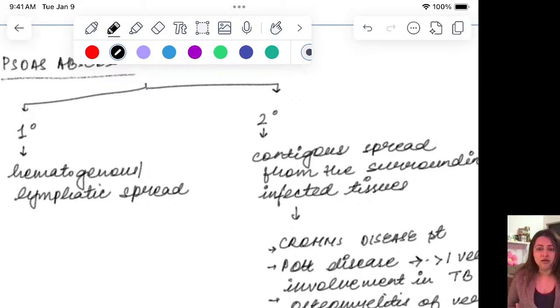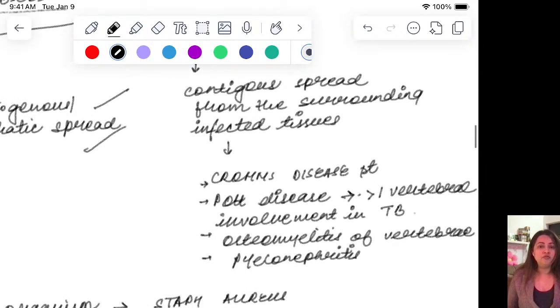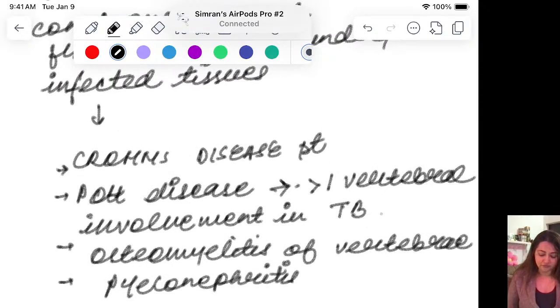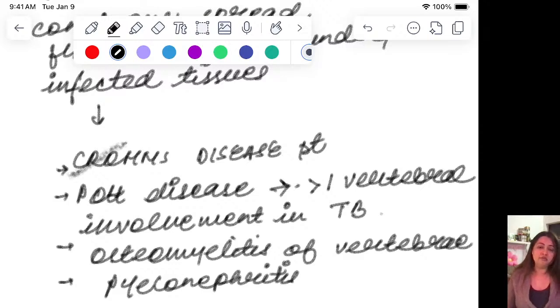So primary is spreading via hematogenous or lymphatic spread. But secondary means this Psoas abscess is due to a contiguous spread from the surrounding structures which are infected. For example, you have to know these conditions from where the psoas muscle could get infection. Okay, so contiguous spread could be via number one, Crohn disease. For example, if the patient is having diverticulitis, then talking about the Pott disease. Pott disease is tubercular in etiology, and there are more than one vertebrae involved. Okay, then osteomyelitis of the vertebrae, pyelonephritis.